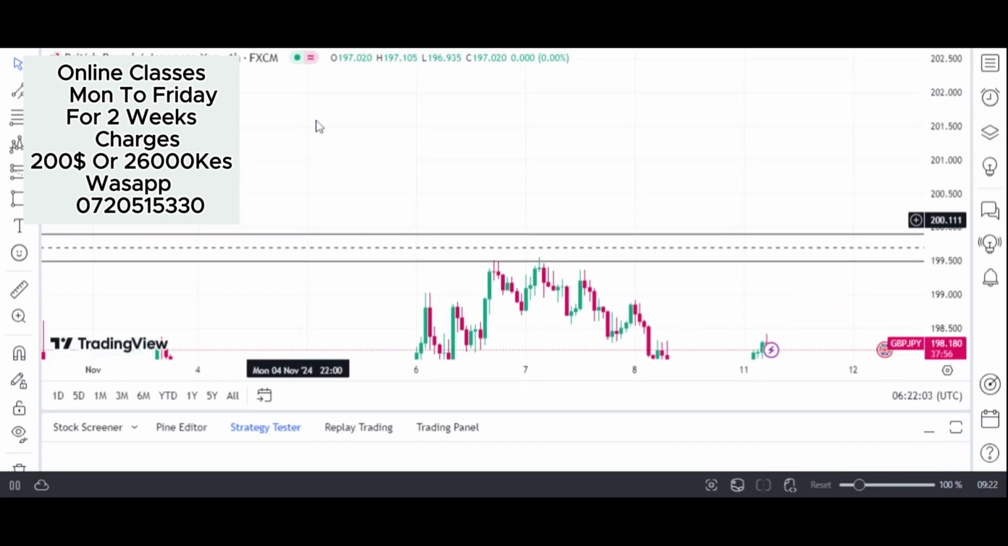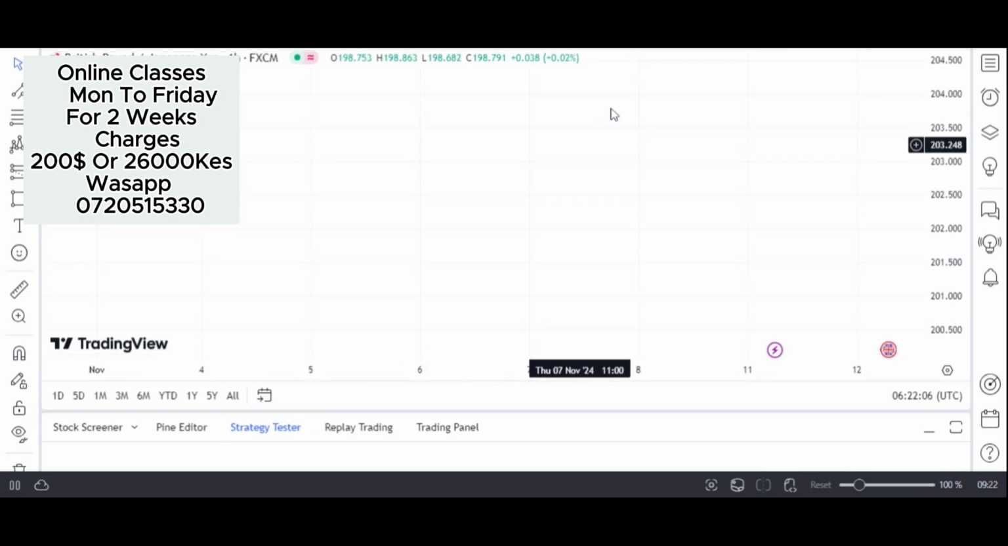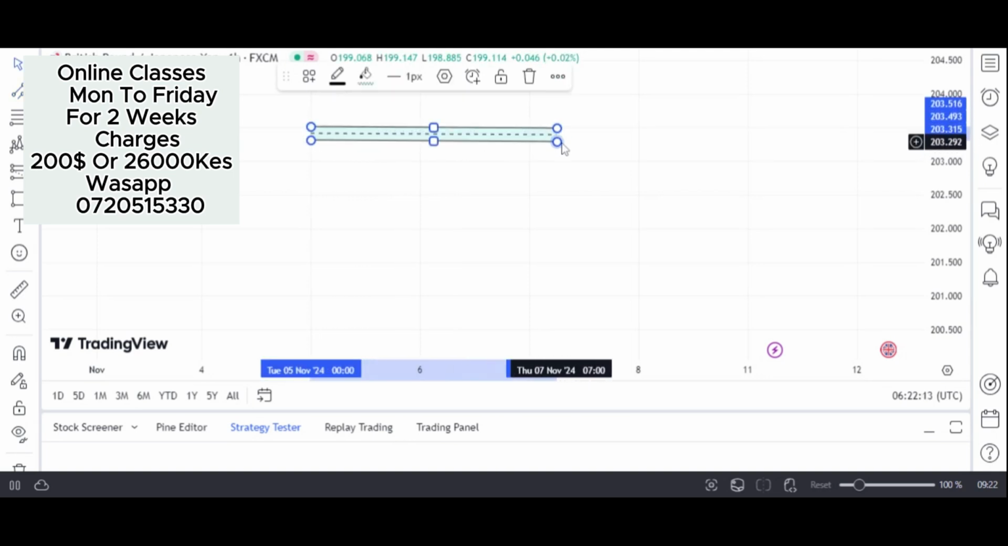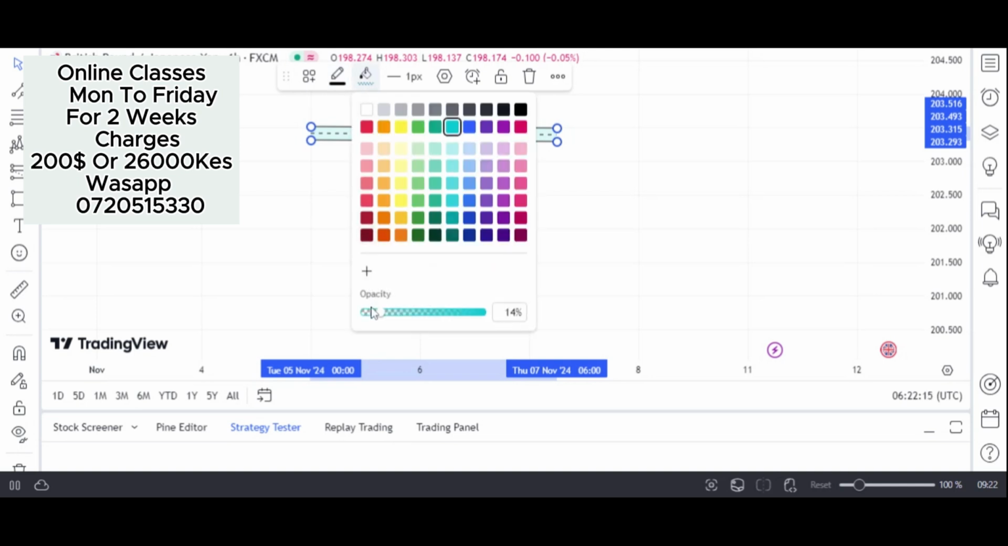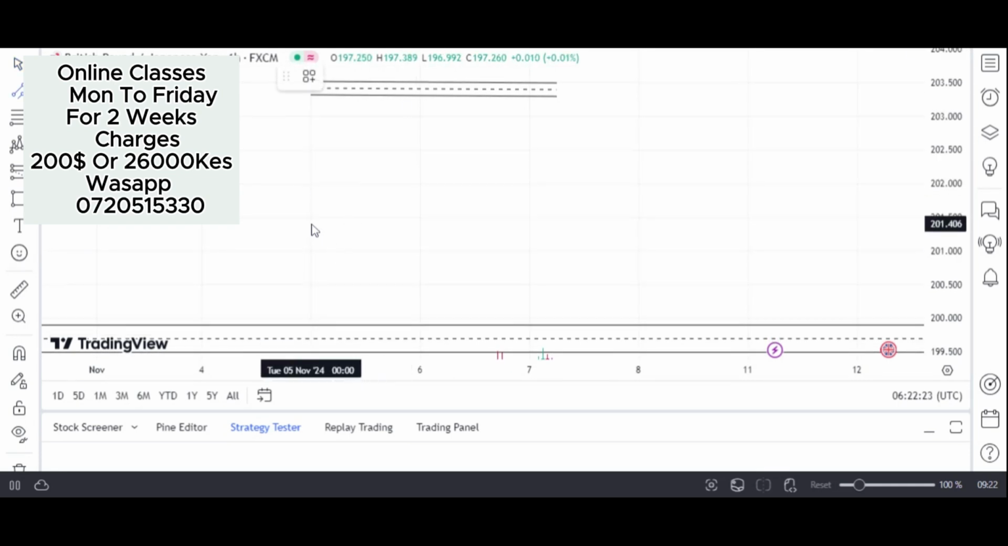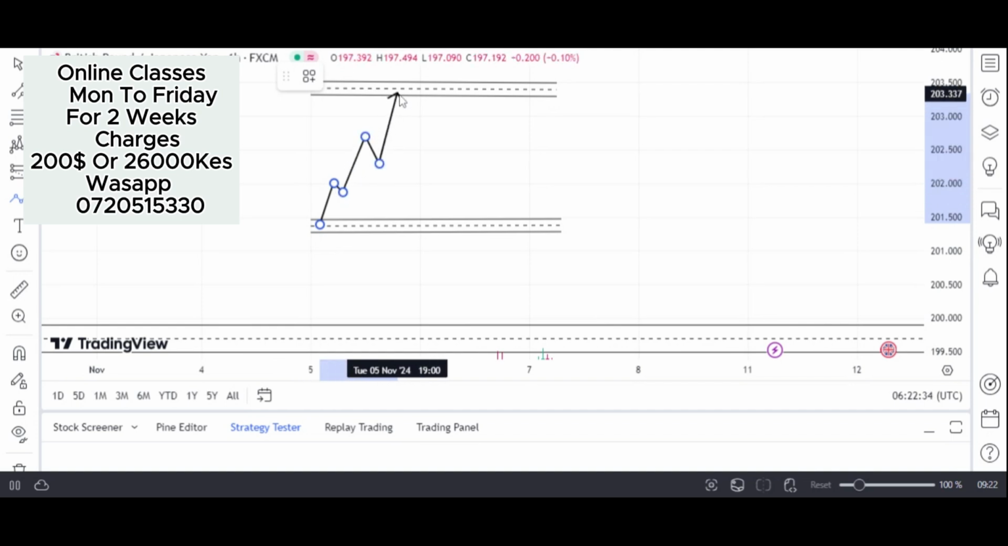Okay, let me just draw a simple diagram here so that by the time I'm going to the live chat, you can understand what I'm trying to show you. This is a simple way of saying this is a resistance. By now, you should be familiar with support and resistance. And this one should be our support. So the market is coming this way. After the market buying for so long, now the market is around this resistance.